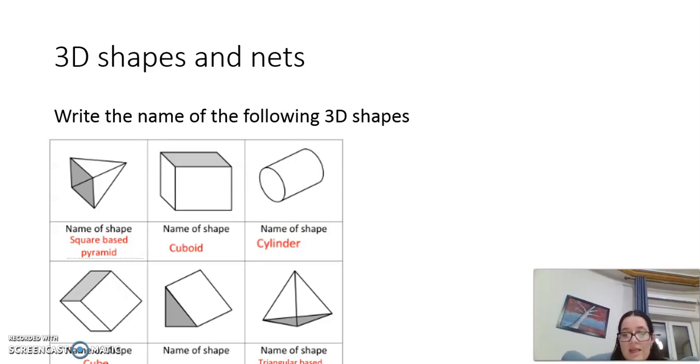And the last one is a triangular prism, because it has 2 triangular bases, and all the other sides are rectangles, as you can see here. But here, all the other sides are what? They are triangular. That's why this is a pyramid, and this is a prism.